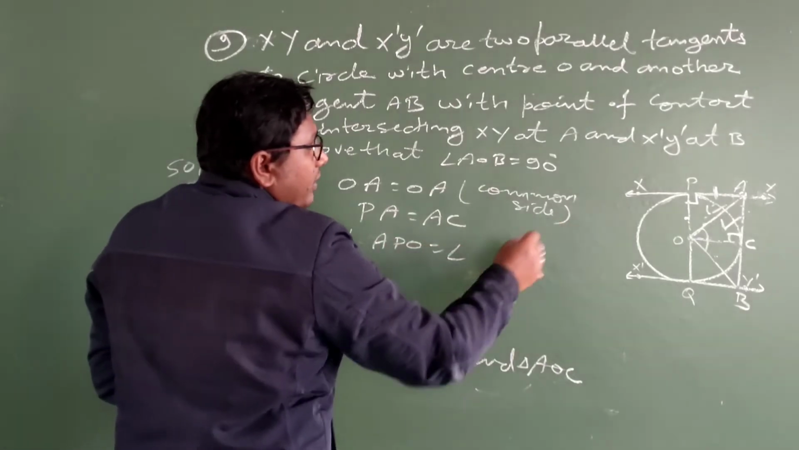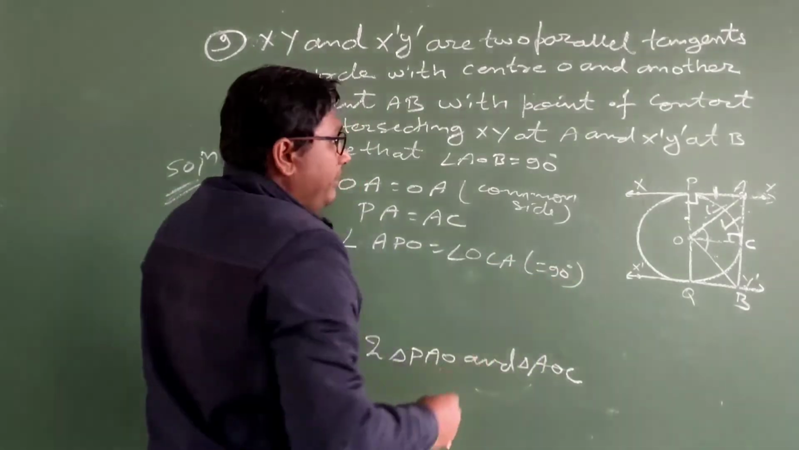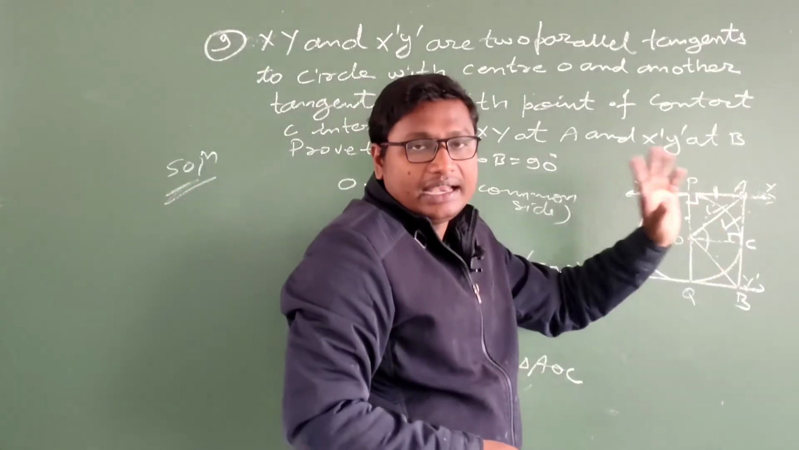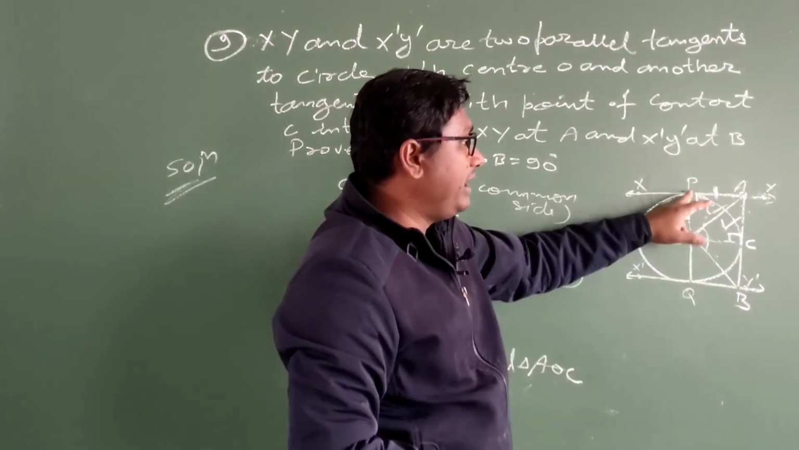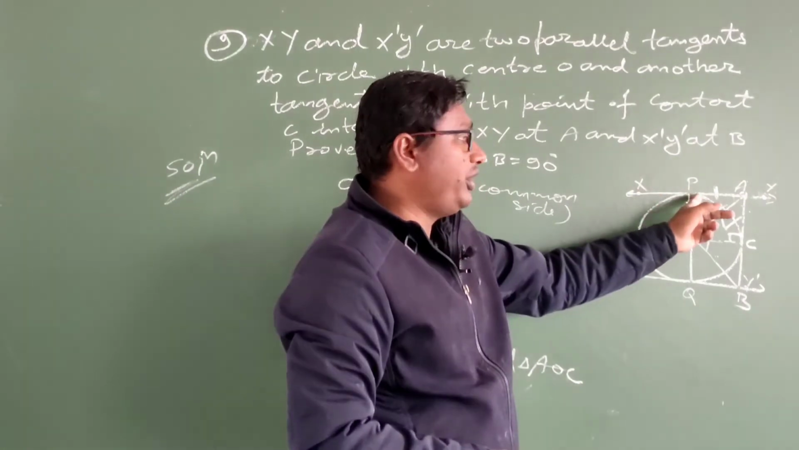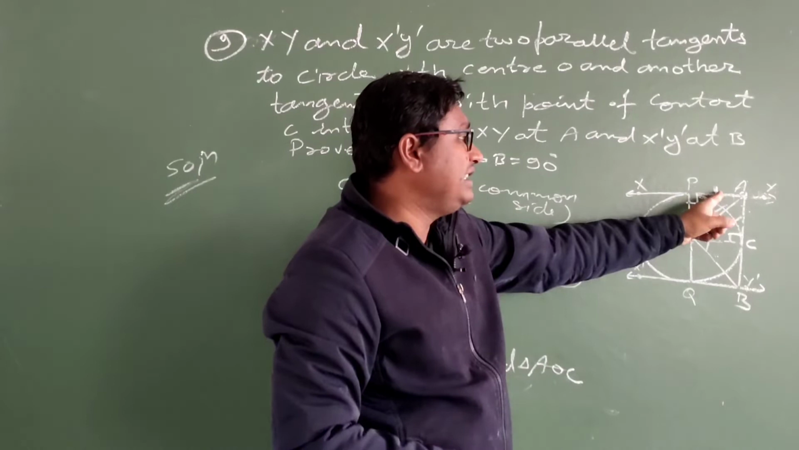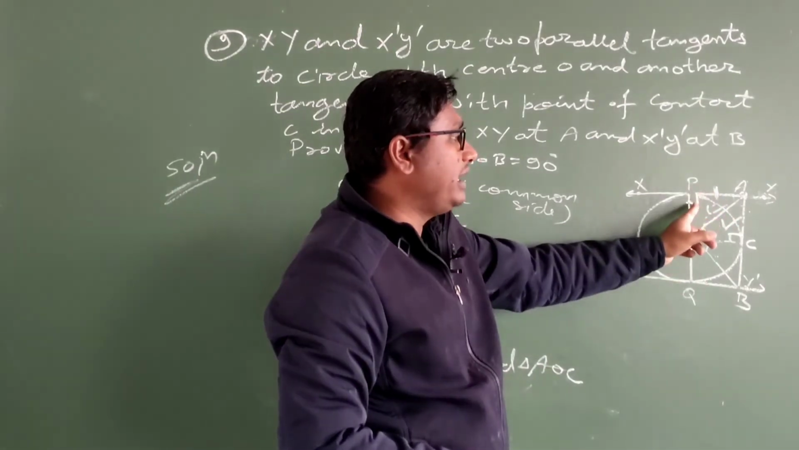Angle APO will be equal to angle OCA will be equal to 90 degrees. The measure of these two angles will be 90 degrees. Why? Because this is the radius and this is the tangent, and we have already studied the property of tangent: tangent is perpendicular to the radius. So because the tangent is perpendicular to the radius, that's why the angle will be 90.